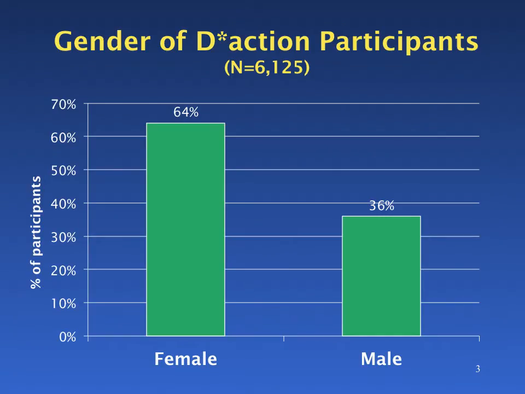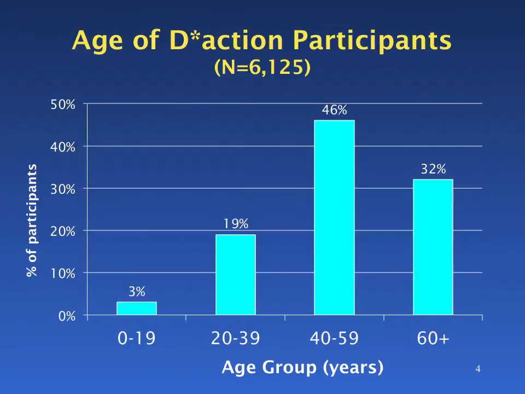Currently, there are over 6,000 D-Action participants. About 2/3 of the participants are female and 1/3 are male. Almost half of the D-Action participants are between 40 and 59 years old. About 1/3 are 60 years and older. 19% are between 20 and 39 years. And 3% are under 20 years old.